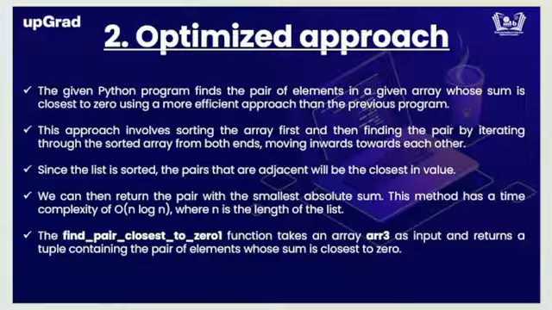Moving forward with the optimized approach, that is our second approach. This involves sorting the array first and then finding the pair by iterating through the sorted array from both ends, moving inward towards each other. This method has a time complexity of order n log n, where n is the length of the list.